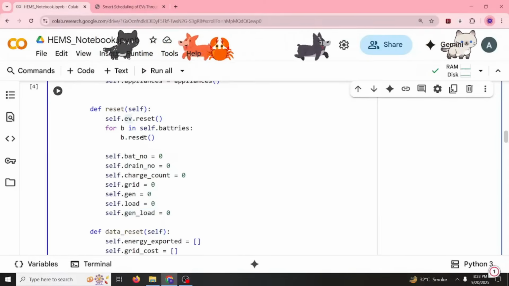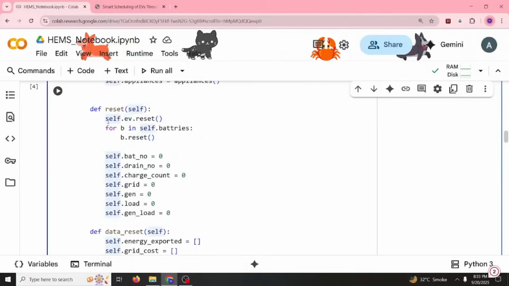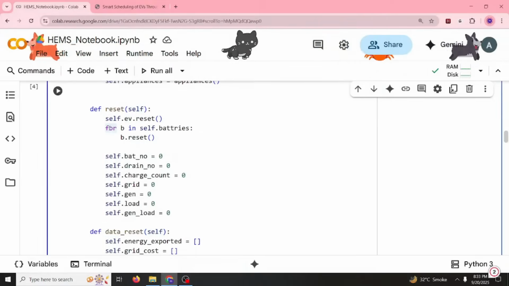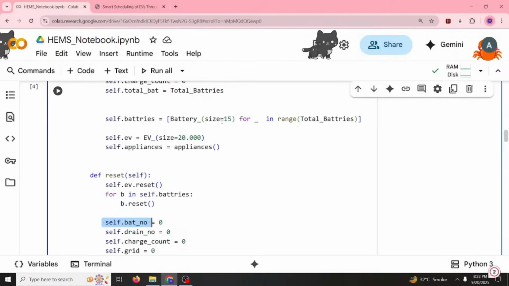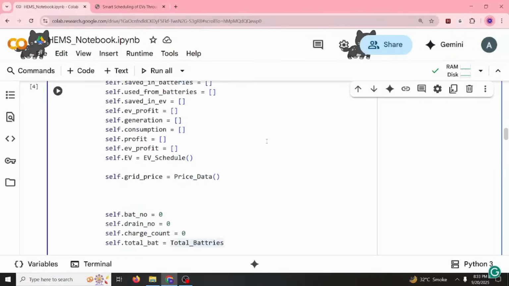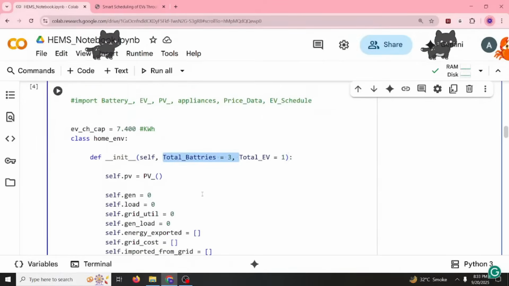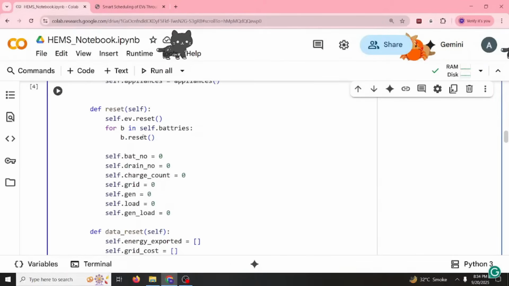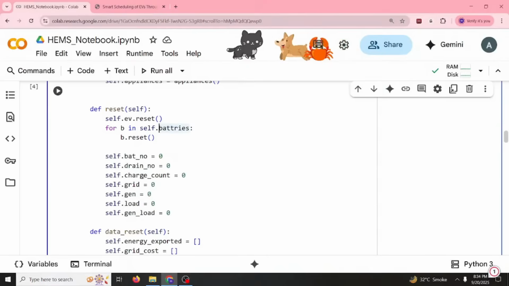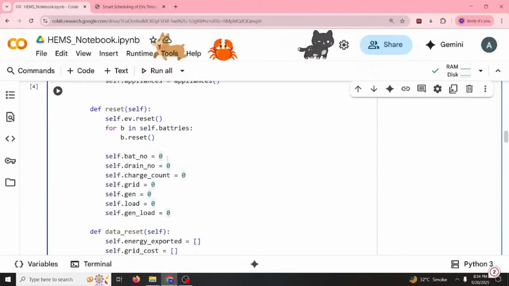So here, as per my understanding, I have to reset my EVs so that I am at the start, at the zero charging state of batteries. Then any battery, so you see that we have total batteries here, I guess 3. We have these 3 batteries in total, so yeah, we reset the batteries.